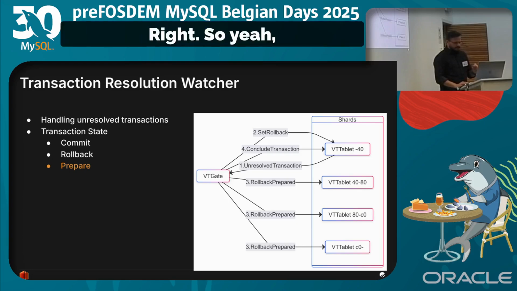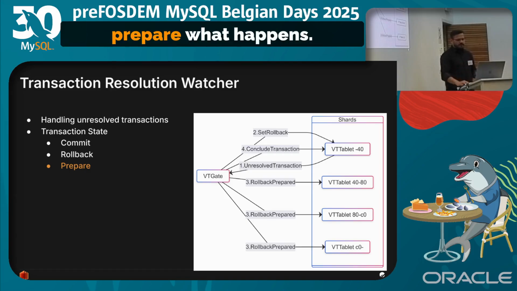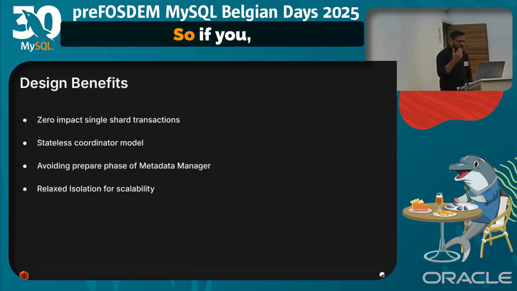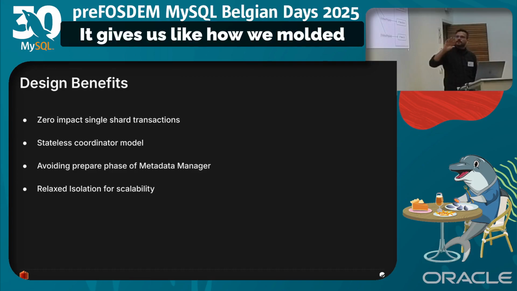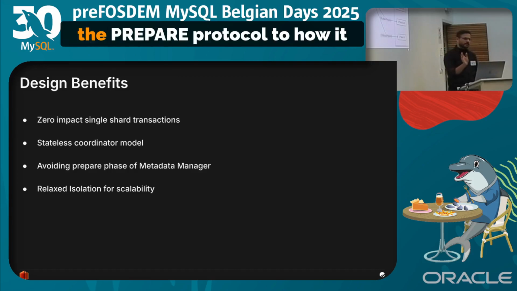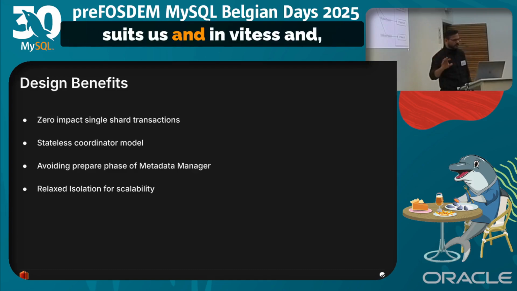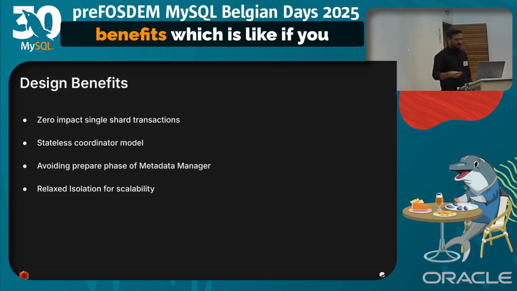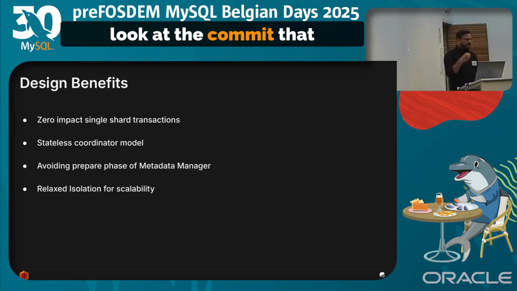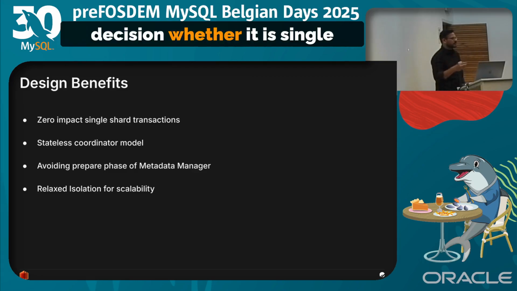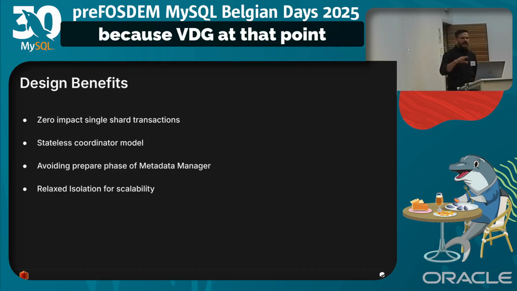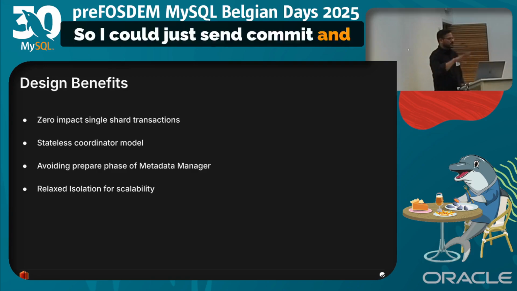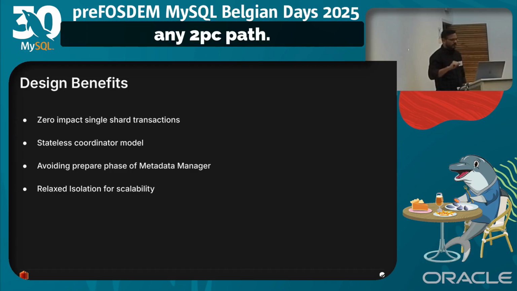Right. So I already talked about how we prepare and what happens. If you look at how we have implemented it, it gives us some benefits, because we molded the prepare protocol to how it suits us in Vitess. If you look at the commit that happens, at commit time we take a decision whether it is single shard or cross shard, so there's actually zero impact on single shard transactions, because VTGate at that point decides, okay, it's a single shard, so I will just send commit and not follow any 2PC path.